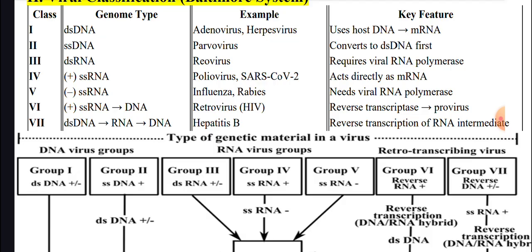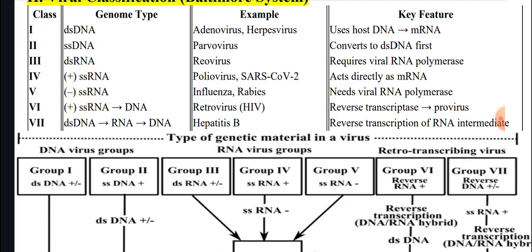Now, contrast that with class 5, the negative sense single-stranded RNA, ssRNA viruses. Think influenza, rabies. Their genome is the complementary strand of mRNA. It's like having the photographic negative. You can't read it directly. So just like class 3, these viruses must carry their own viral RNA polymerase with them. This enzyme first makes a positive sense copy from the negative sense template, and that positive strand then serves as the mRNA for translation.